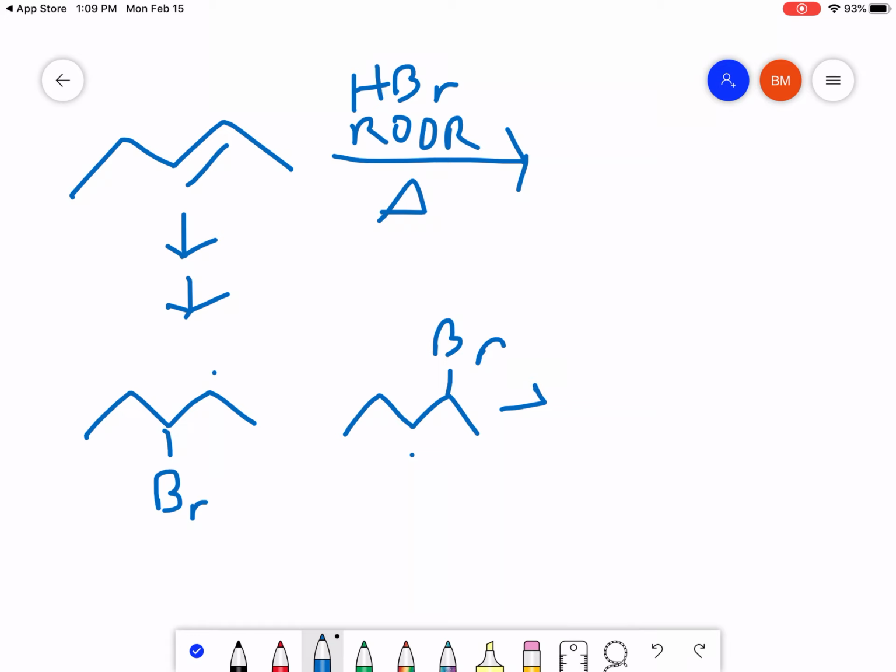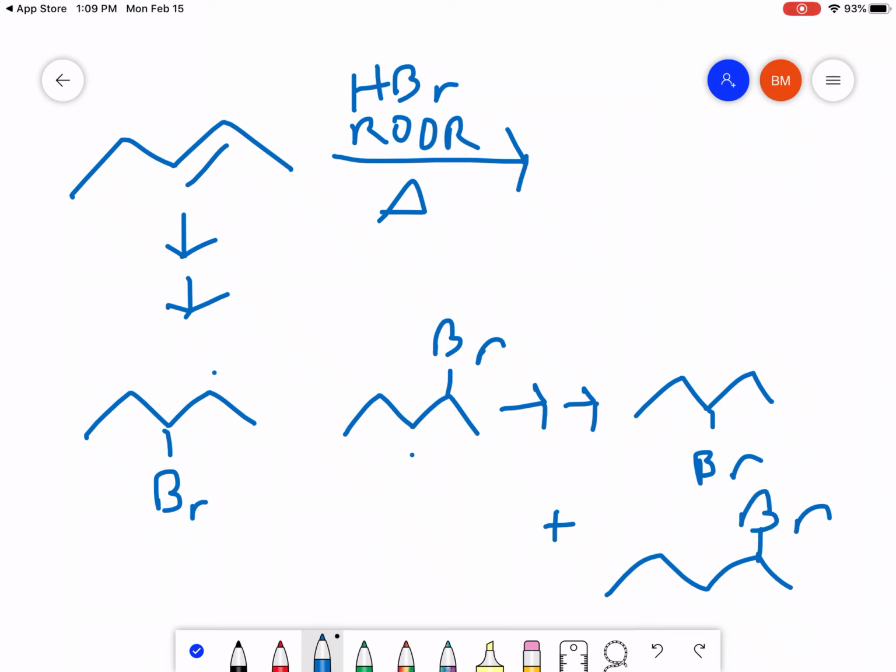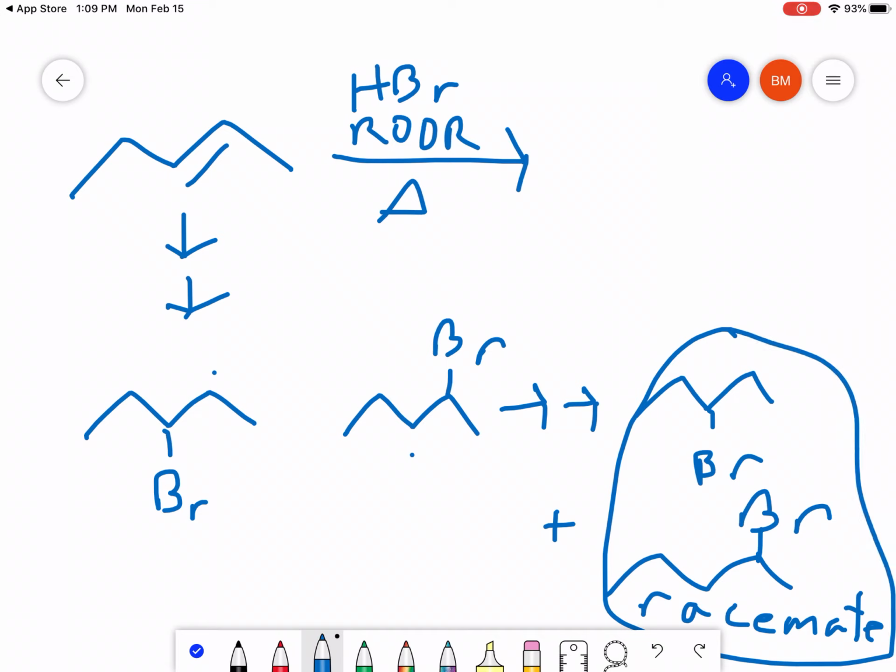Eventually, this would lead to formation of this product and the formation of this product, which is a racemate. The top one doesn't have a stereogenic center, so you don't have to worry about it there. But yeah, we would get a mixture of those products.